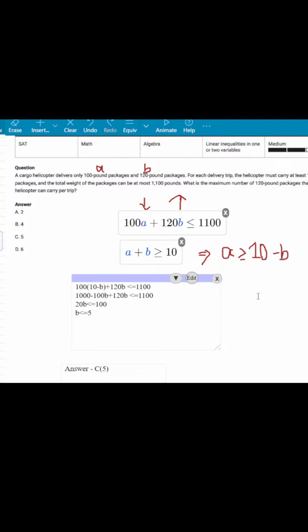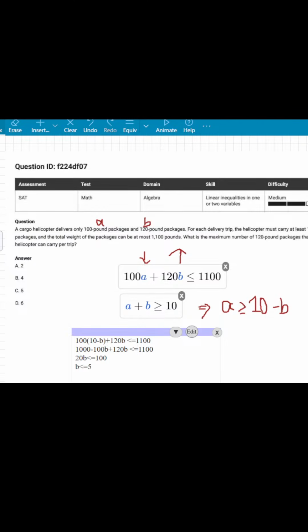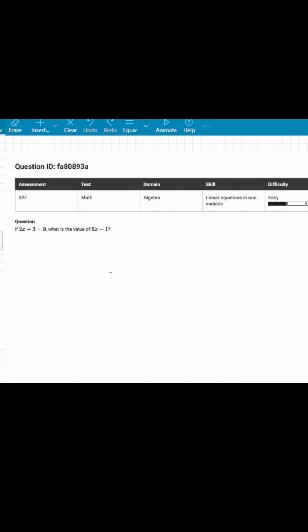Okay. Now we go to the next question. Okay, this is the next question. It is an easy difficulty question, and it is just a linear equation in a single variable. So we're given 2x plus 3 is 9, so we have to find 6x minus 1. So let us first find the value of x. It is 9, so 2x is 6, and x is 3.